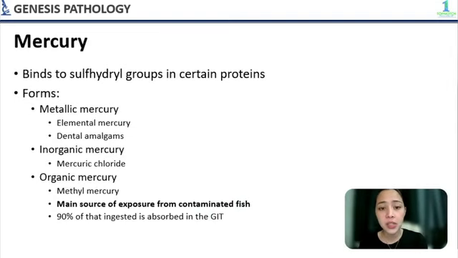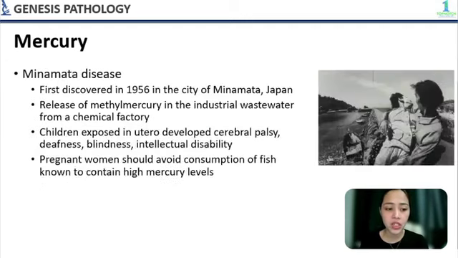Next is mercury. So it also binds to the sulfhydryl groups in proteins. So there are three forms. Out of these three, the most important is organic mercury in the form of methyl mercury. Ito na kasi yung main source of exposure natin kasi from fish na nag-i-ingest ng mercury. So 90% of ingested mercury is absorbed in the GI tract. So we have Minamata disease, named after the city of Minamata in Japan.